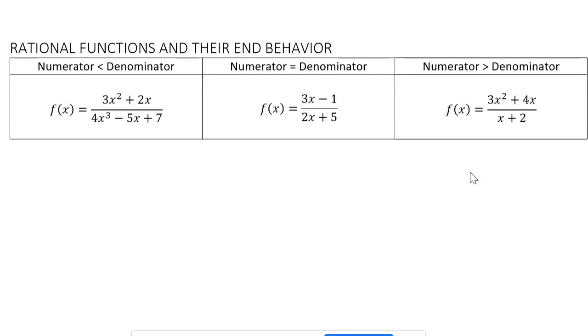Then we get into a review of rational functions and their end behaviors. This portion I'm actually going to divide into a second video so that I don't exceed my 15-minute limit.